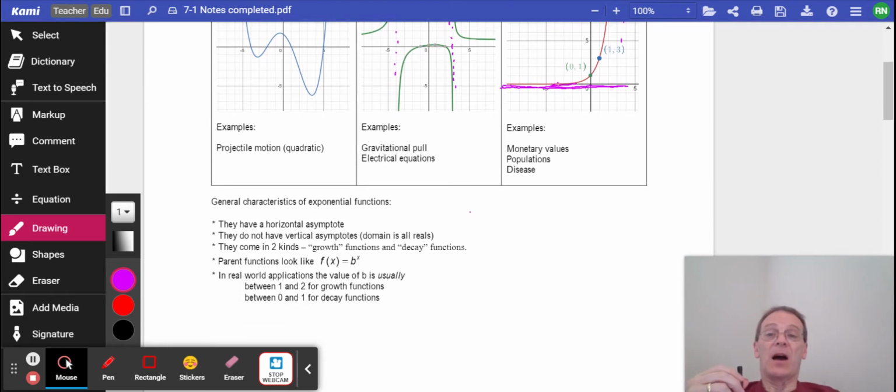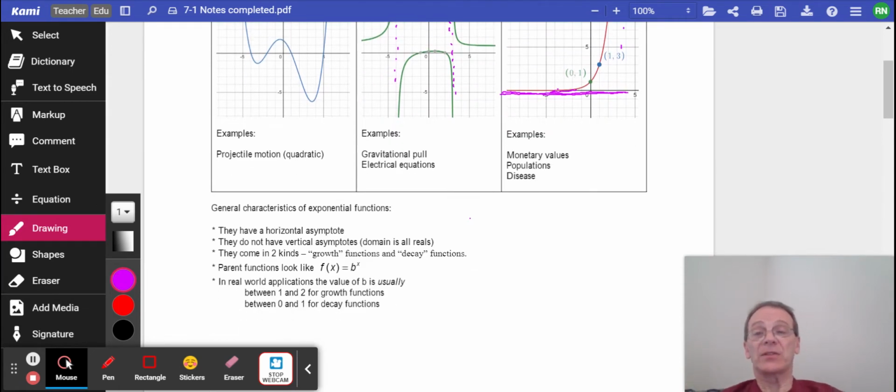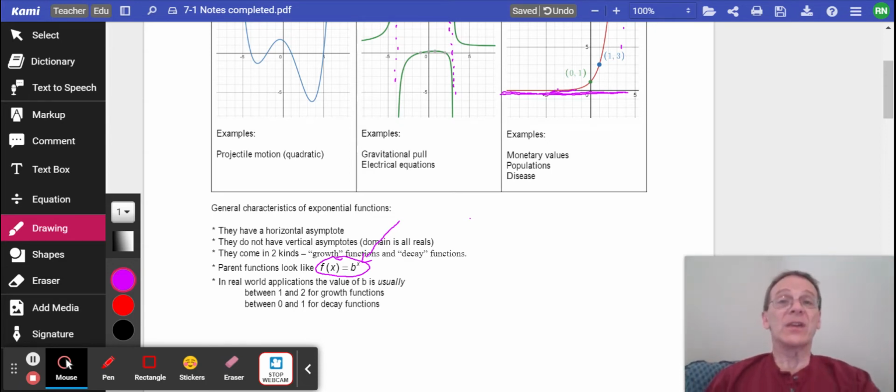Okay. Parent functions for exponential functions basically look like this here. f of x is equal to some base value to the xth power. And this is the key to exponential functions, is that the input variable, the x, or whatever we call that input variable, very often we call it a t for time. Time is the input variable. Whatever we call it, that input variable is in the exponent position of the equation.